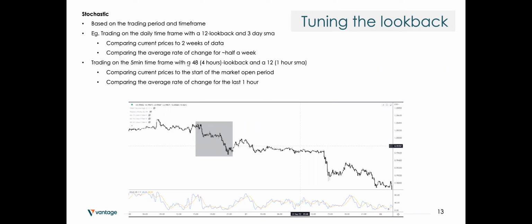Why this is a much more useful look back is because if you start in the London session with a 4 hour look back, you're looking at the rate of change or the movements prior to the London session, during the second half of the Asian session. And when you're in the New York Open, you're basically comparing the New York Open prices against the start of the London Open and what has transpired and changed during this period.